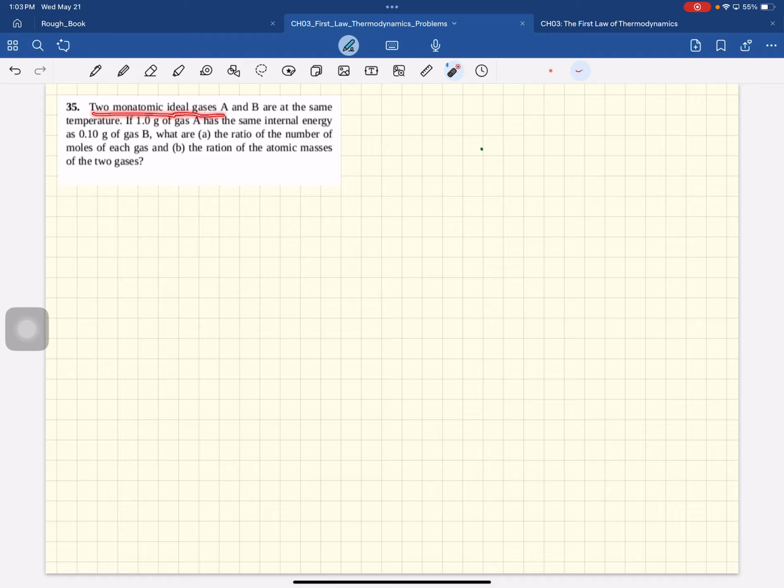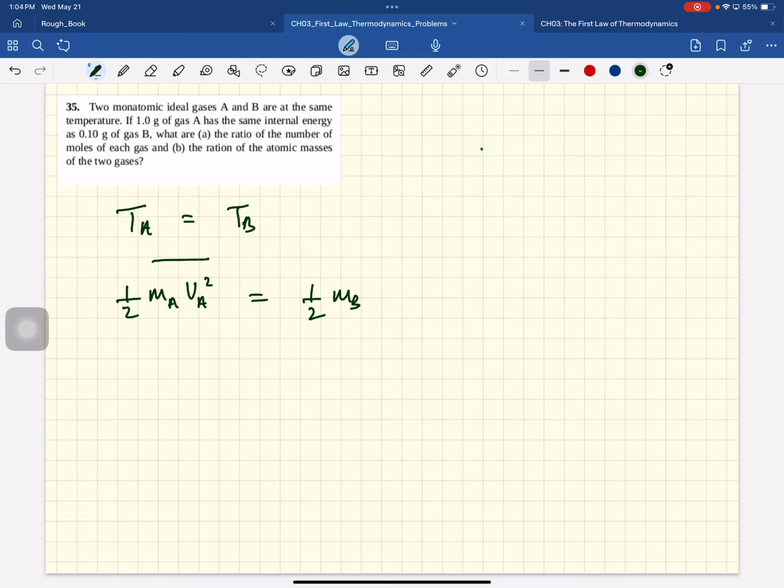Two monoatomic ideal gases, A and B, are at the same temperature. So if the temperature is the same, what does that mean? They're in thermal equilibrium. And the average kinetic energy per particle is the same. So if one is heavier, then that means it's moving slower, but the kinetic energy is the same.